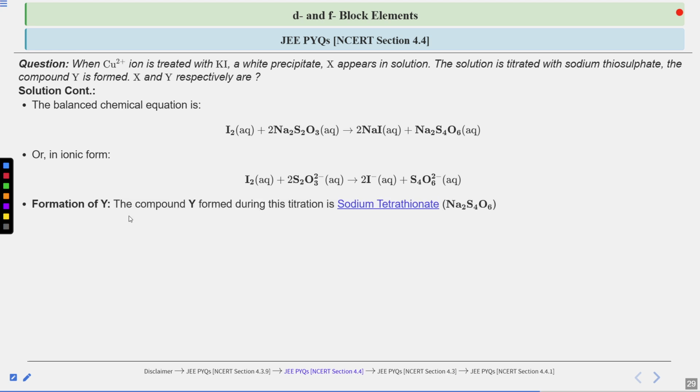So formation of Y will happen, and the compound Y that is formed during the titration is sodium tetrathionate, that is Na2S4O6, from the sodium thiosulfate and iodine reaction. Therefore, Y will be Na2S4O6, that is sodium tetrathionate.